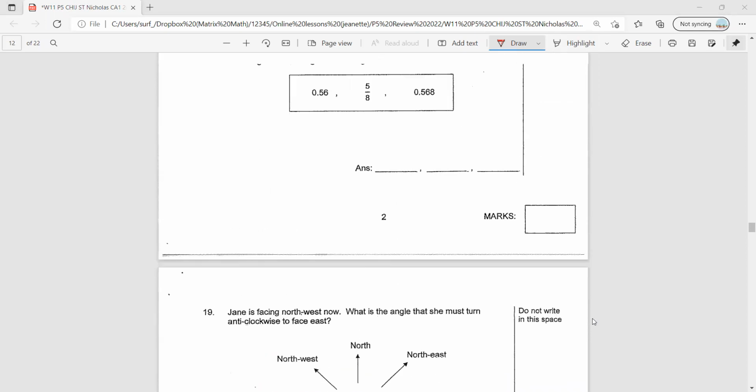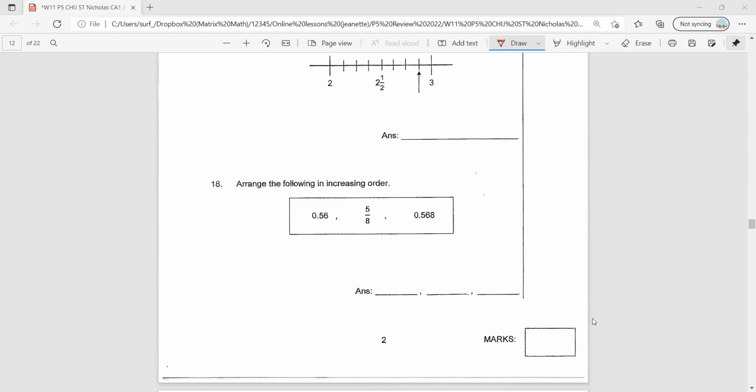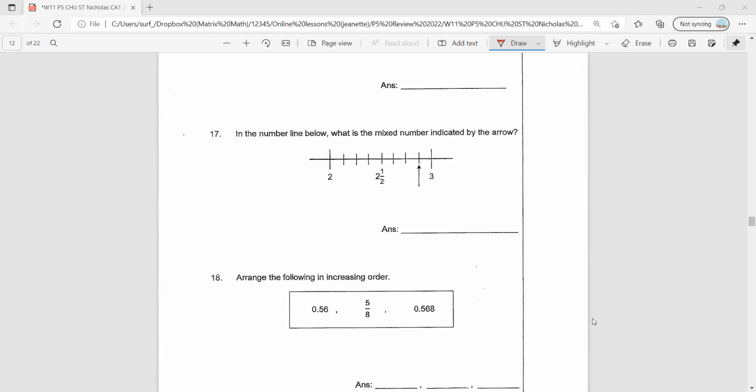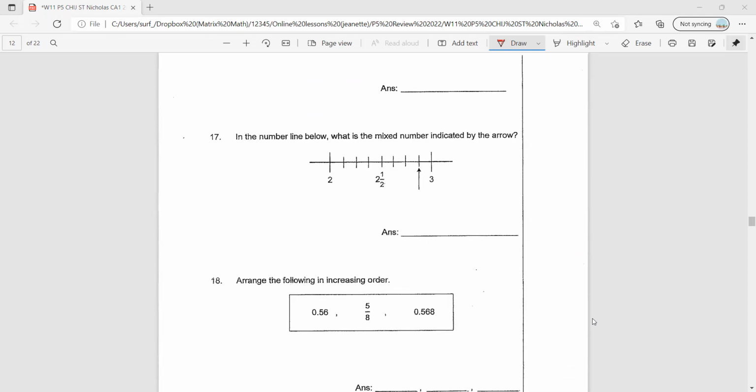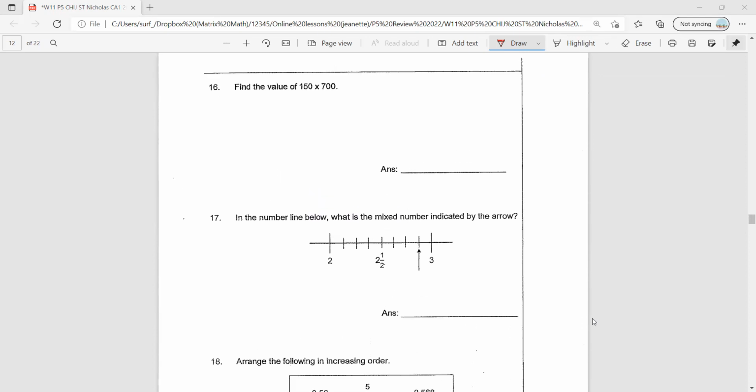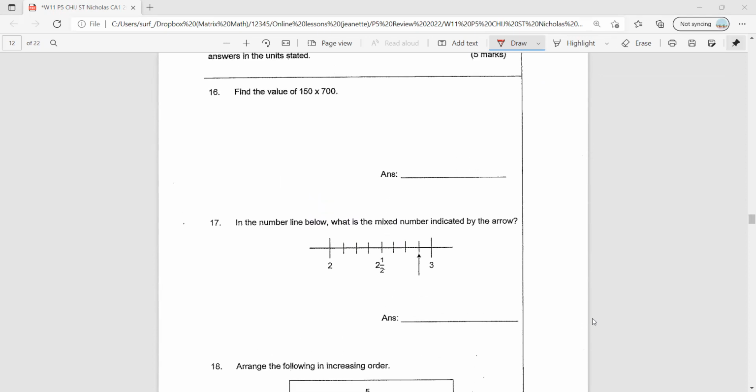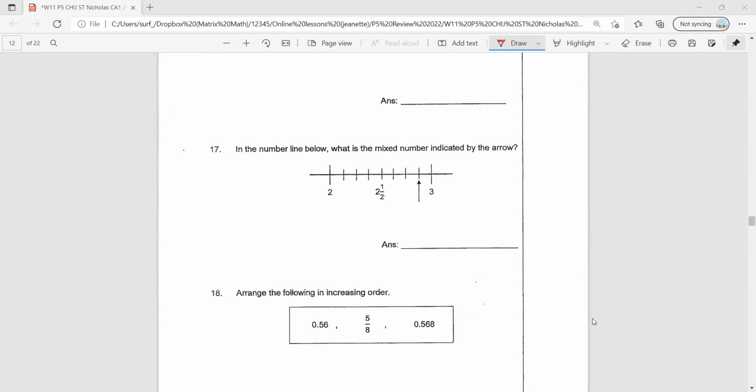Who needs 18? 17? 16? 17. Okay. So 17, this is 2, this is 3. If we ignore the 2.5, between 2 and 3, how many intervals? 1, 2, 3, 4, 5, 6, 7, 8. 8 intervals.